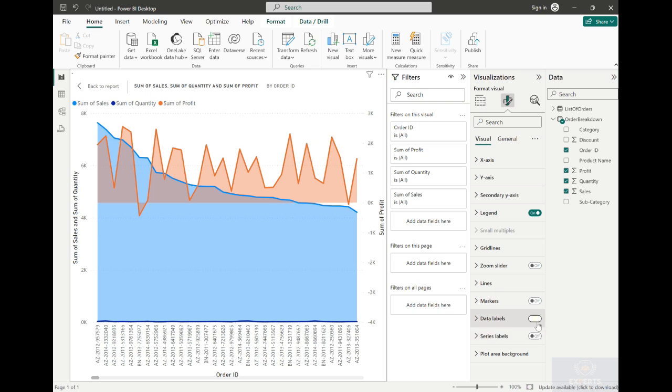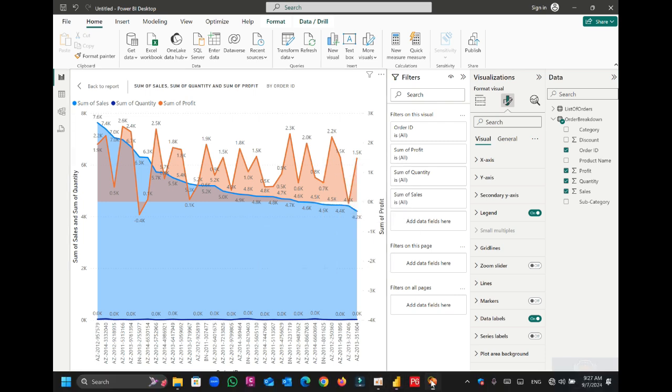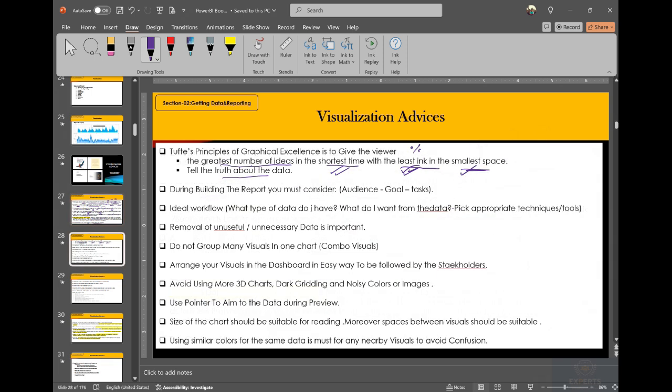Okay, so this is what we need to understand. The percentage we are talking about, the data ink to the total ink, should be something in the middle. So the people will not ask you more questions, because they already have many data, and they will understand most of the data included. So tell the truth about the data. Don't play with the data, because so many people play with the data to represent something which is not the truth.